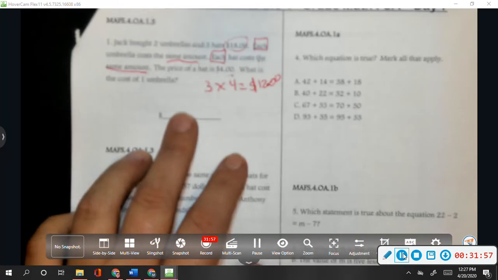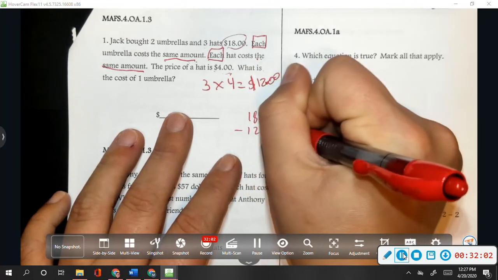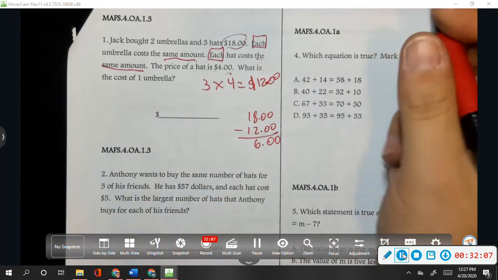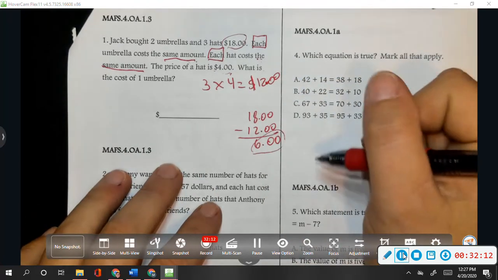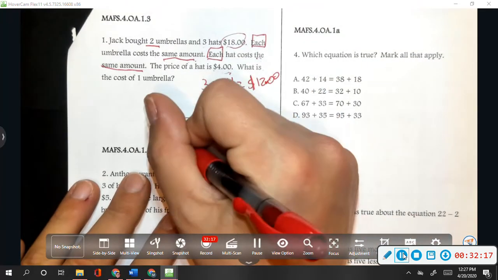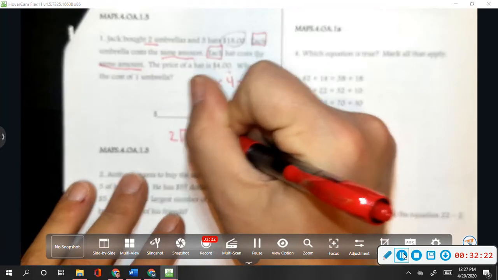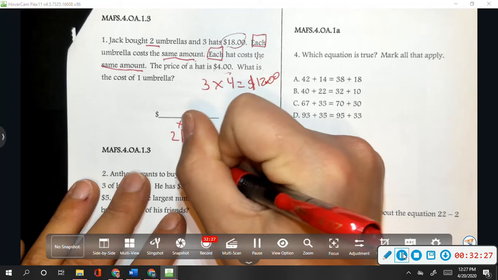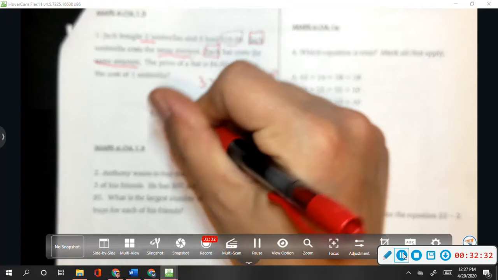So I'm going to take 18, which is how much we spent, and subtract that $12. 8 minus 2 is 6. Those cancel out. So we have $6 that we could have spent on the umbrellas. We had 2 umbrellas, so I'm going to divide $6 by 2. 2 goes into 6 3 times. We multiply, subtract, and it all goes in evenly. So each umbrella must have cost $3.